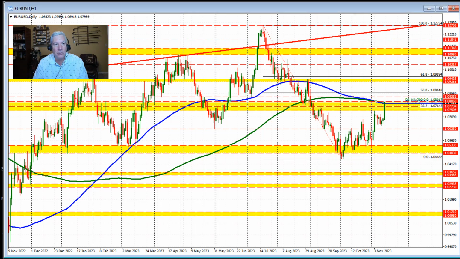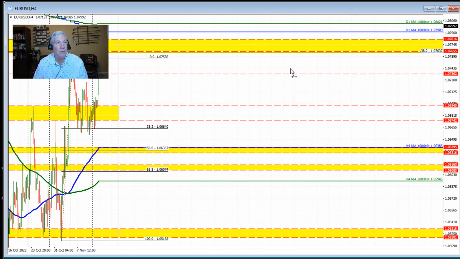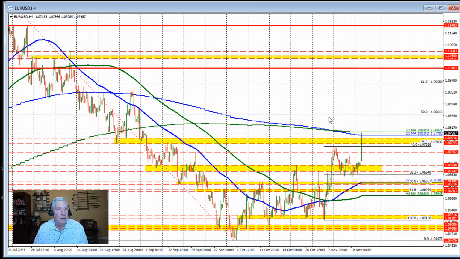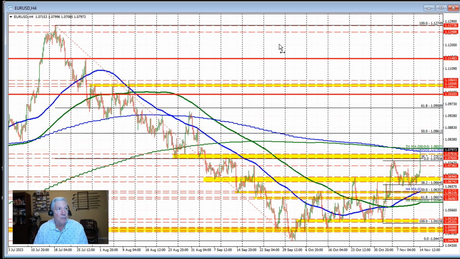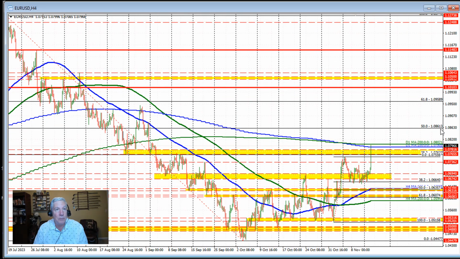Going back to the hourly chart, the price is in areas that we haven't been to in a while. Looking at the 4-hour chart, there's some resistance up here, or a target up here at the 50% retracement of the move down from this high going back to July. That level comes in at 1.08613. That would be the next major target on the upside for the euro versus dollar on continued upside momentum.